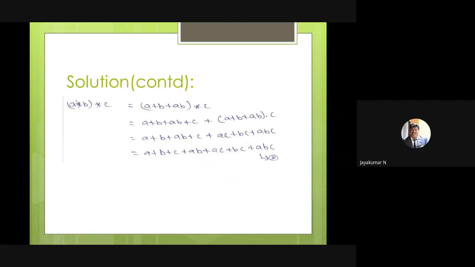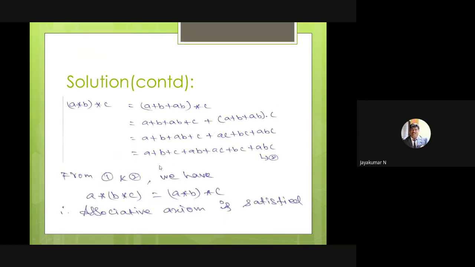Similarly, A star B star C. Just apply the binary operation for A and B. So A plus B plus AB. Again before plus after. So before is A plus B plus AB, plus after C, plus before into after. So A plus B plus AB into C. Just simplify, you will get equation 2. From equation 1 and 2, we have A star B star C is equal to A star B star C. Therefore, associative axiom is satisfied.